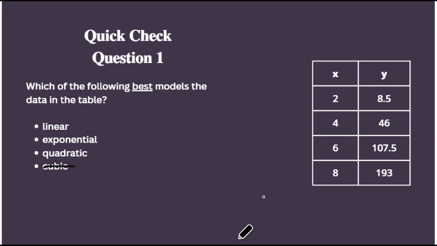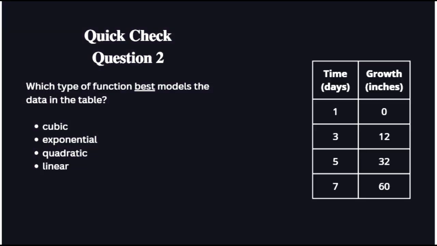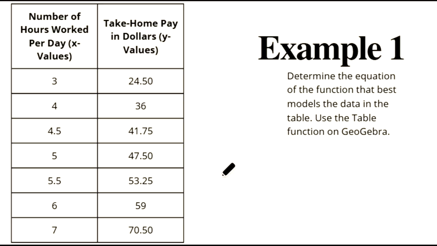I believe in you. Here's quick check question number 2. Which type of function best models the data in the table? Well, one of these doesn't exist. Okay, find your first difference. If that doesn't work, find your second difference. If that doesn't work, then it's exponential. Woohoo! Okay, example number 1.